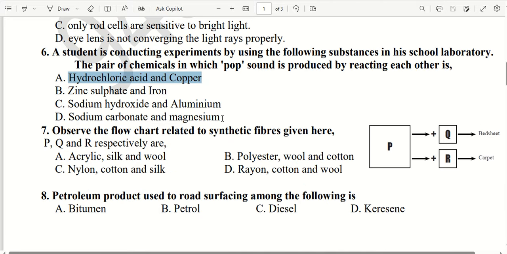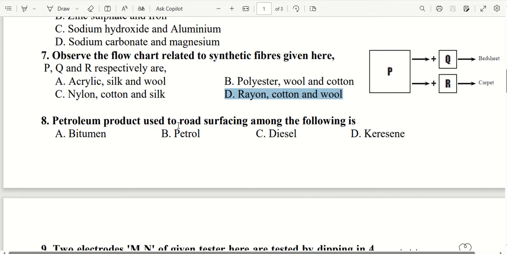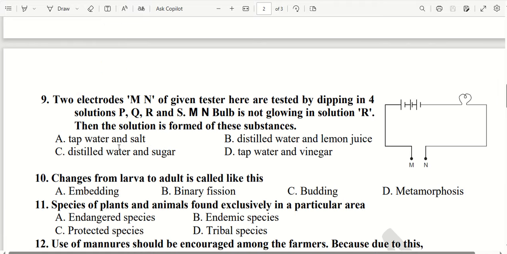And 7: observe the flow chart related to the synthetic rubbers given here. The flow chart gives option D as the correct answer: rayon, cotton, wool. Next, the petroleum product used for road surfacing among the following is bitumen. Option A is the correct answer.